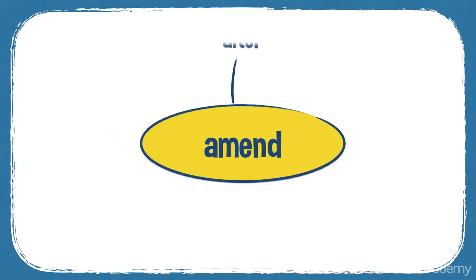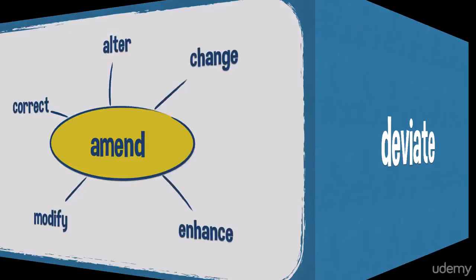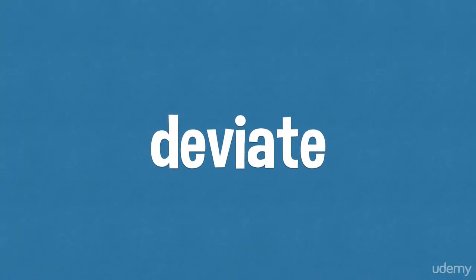And some synonyms: alter, enhance, change, modify, correct. And here's the next word, deviate. Deviate. If you deviate from something, you start doing something differently or unplanned, and especially in a way that causes problems for others.